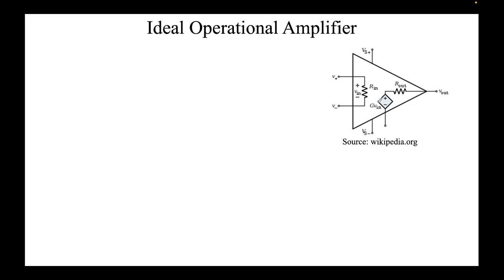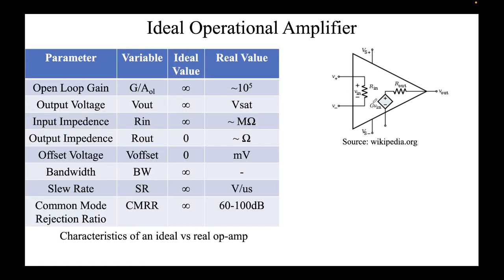This is a better model of the ideal operational amplifier, where you can see V plus and V minus, and the saturation voltages are given here, and this is the output voltage. These are the typical terms that you will come across, and I have summarized them over here. So open loop gain is usually denoted by G or AOL. Ideal value is infinite, but really you get 10 to the power 5. Output voltage similarly will be saturated at Vsat.